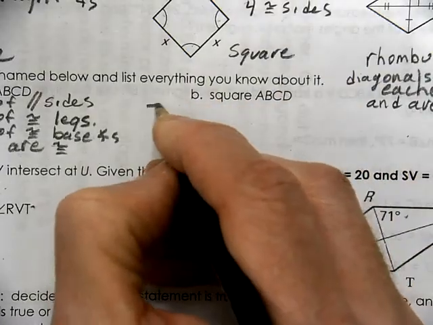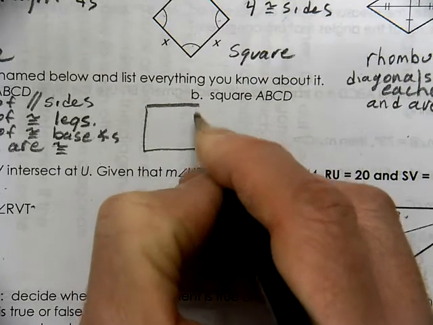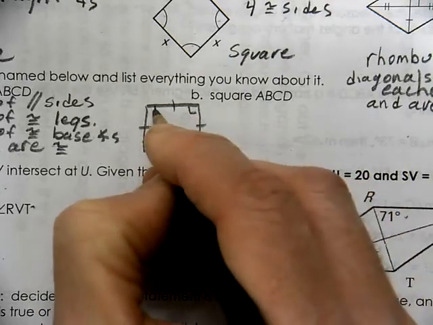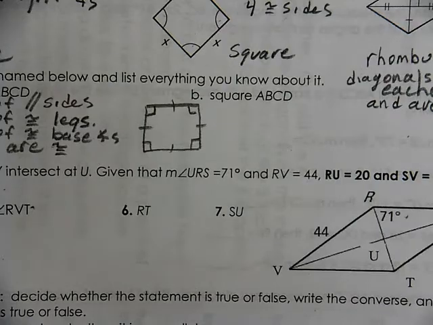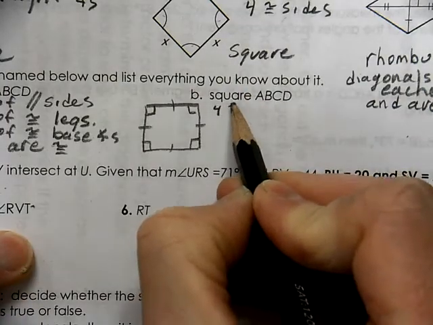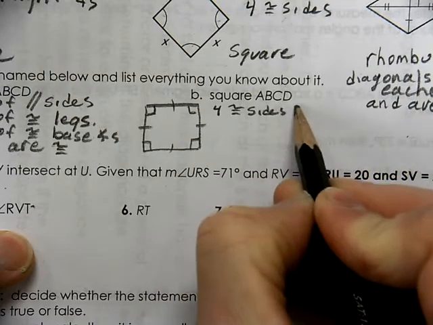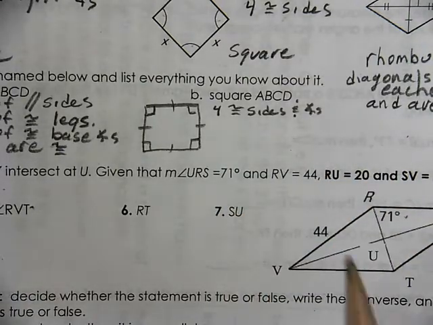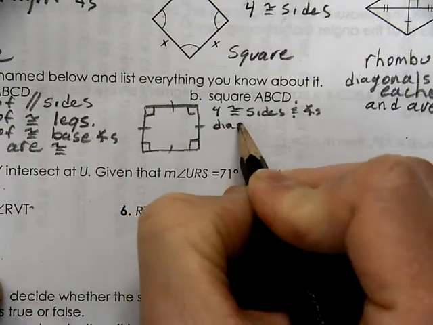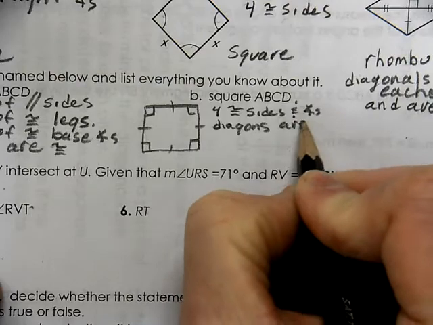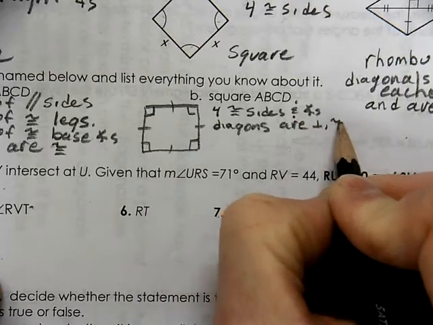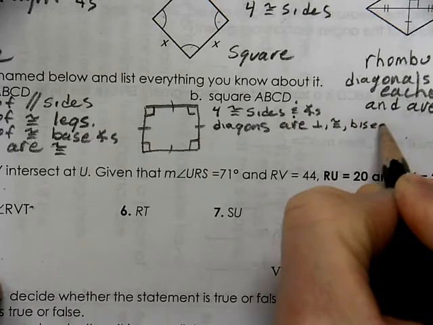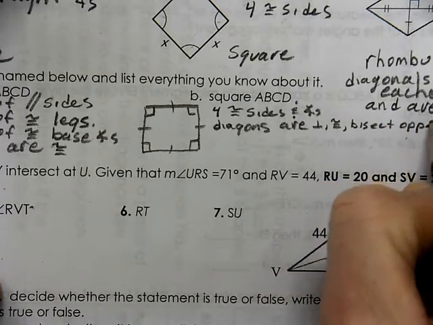Talking about a square. Well, there's a lot of different parts that are true about a square. We have 4 congruent sides and angles. Kind of abbreviate all that. We have diagonals that are perpendicular, congruent, and bisect opposite angles.